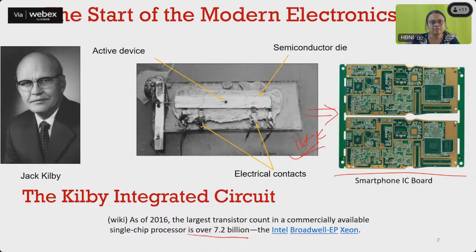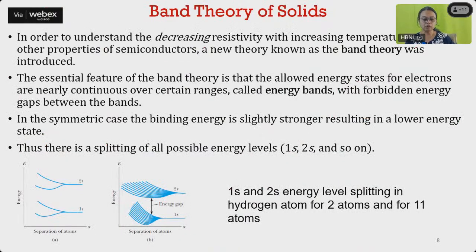So we have to understand what characteristics of the semiconductor made it so important. To understand them, I would like us to go back to the band theory of solids, understand the very basics of it, why band theory comes in, and on that basis understand the semiconductor. We know that this decreasing resistivity with increasing temperature can be understood if we look into the band theory.